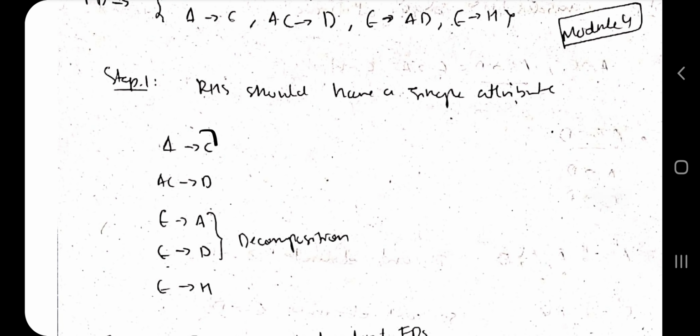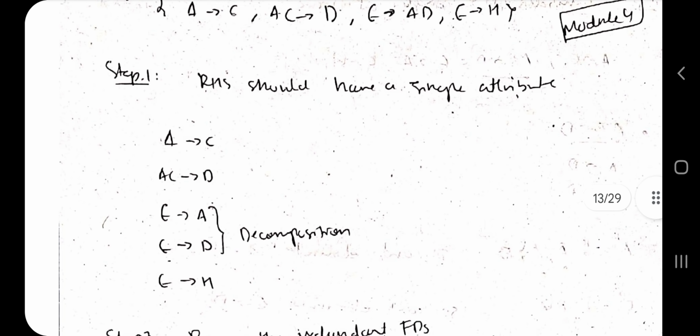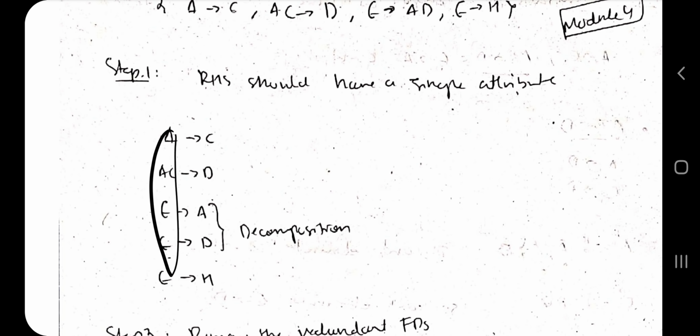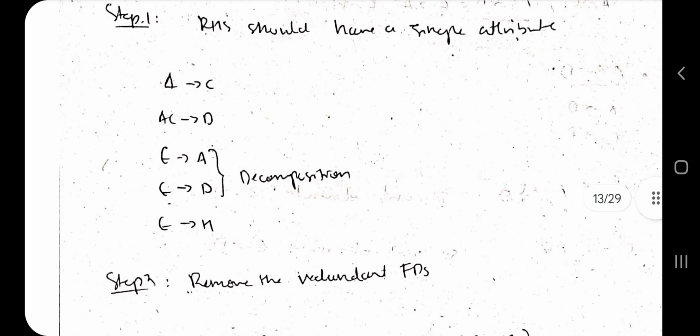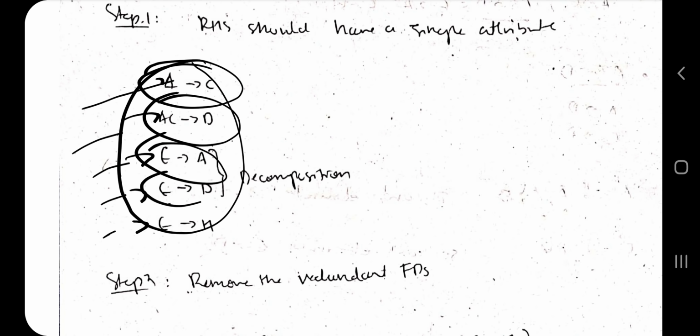After you have all single attributes on the right, keep it as such. In the left part you might have 2 attributes, but for now it doesn't matter much. In the second step we will consider each of these: first, second, third, fourth and fifth, and remove the redundancies. After you have written this, consider each one by one and remove the redundancies. What is a redundancy? How do you remove it?